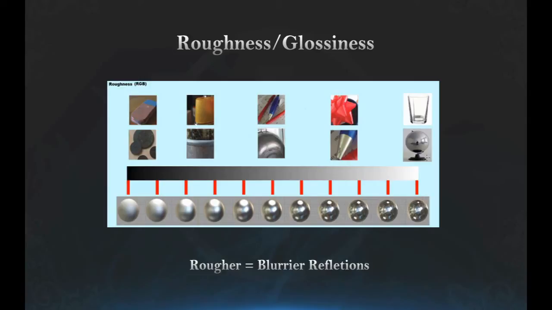The white being super smooth and sharp reflections, and black being so diffused that you can hardly see, if at all, your reflection. So authoring that shouldn't be too hard, and you can just trust your gut on that. I'm pretty sure that there's very little room to get that wrong.